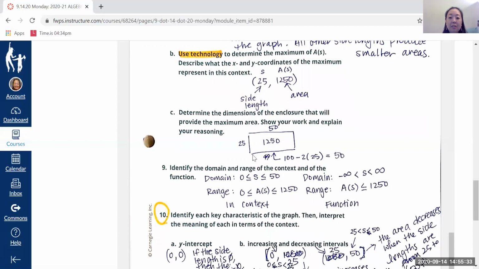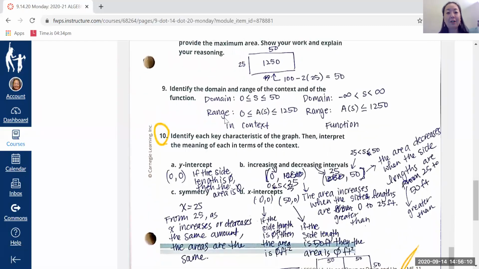If I know that this is going to be 25, because that's our side length, then this part right here I have to do a little bit of calculation. We already know that equation is 100 minus 2s. And we know that s is 25, so we're just plugging that in, like we did for our warm-up today. We get 100 minus 50, which is 50. That's how we got 50. Those are the dimensions. Just to check my work, I go 25 times 50, and I get 1250. Good. I thought I did that wrong.